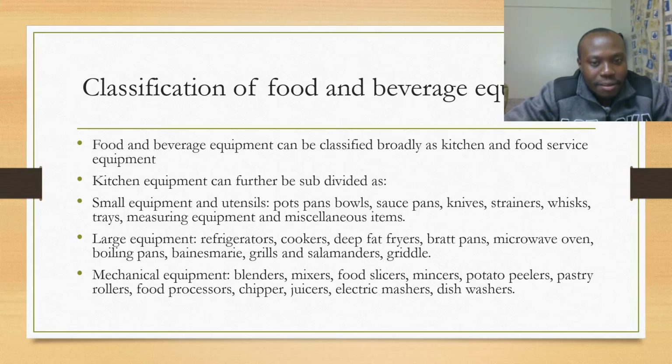The third subdivision of kitchen equipment are mechanical equipment, and these include equipment which are driven by power. They include, but are not limited to, blenders, mixers, food slicers, mincers, potato peelers, pastry rollers, food processors, chippers, juicers, electric mashers, and dishwashers.